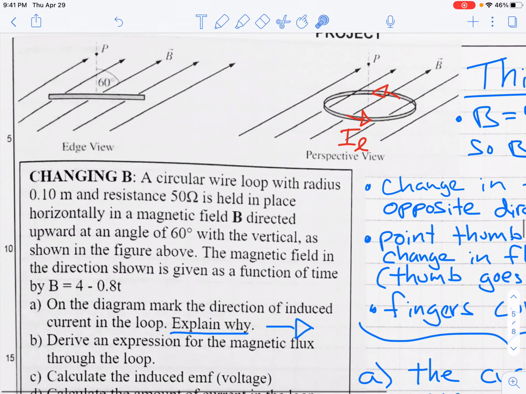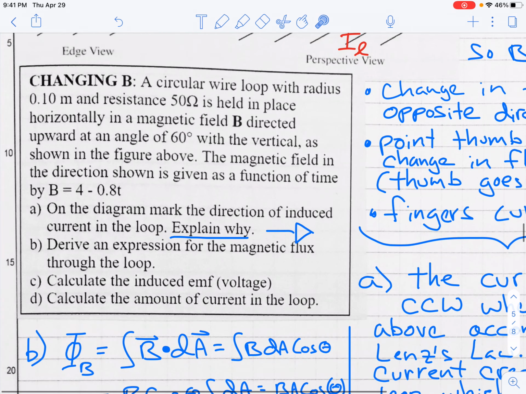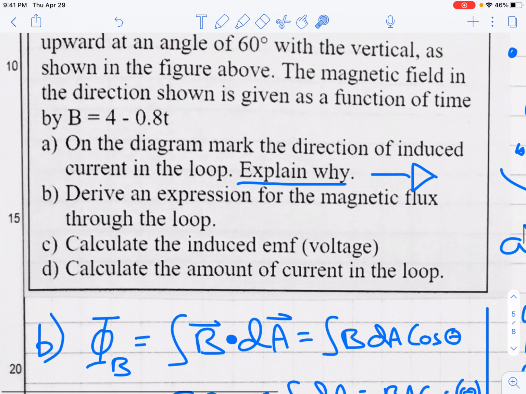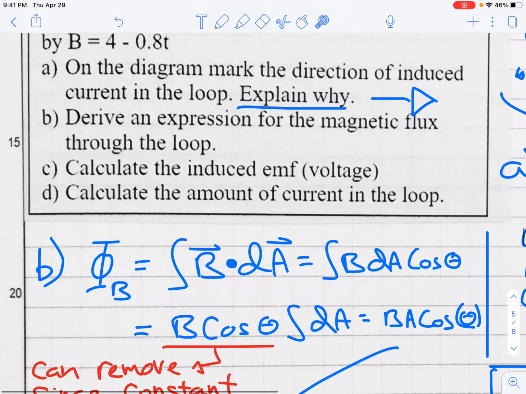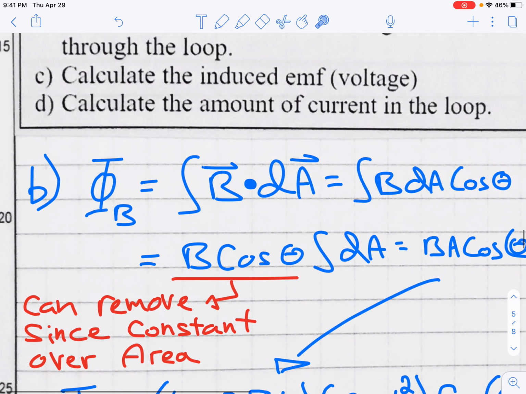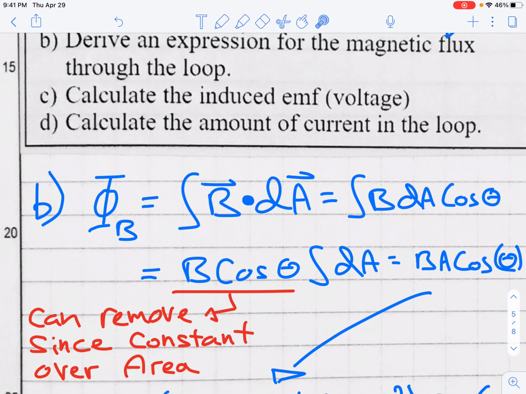Part B, derive an expression for the magnetic flux through the loop. So, part B. Integral B dot dA, B dA cosine theta. And in this case, B is constant over the area.